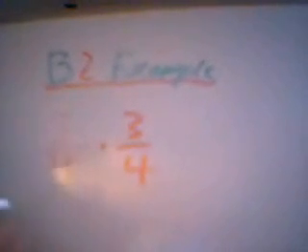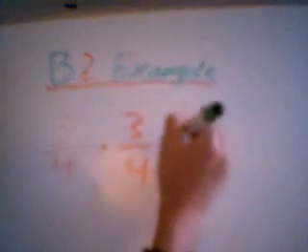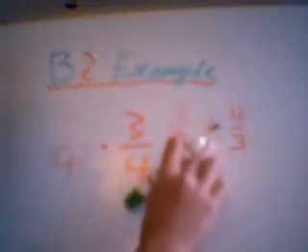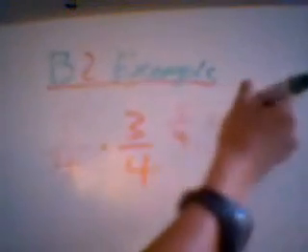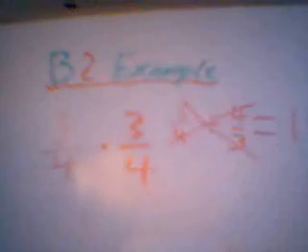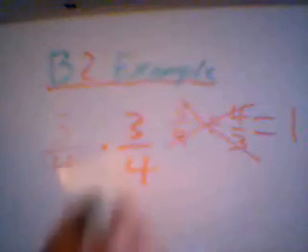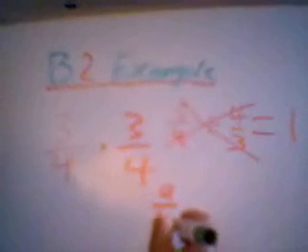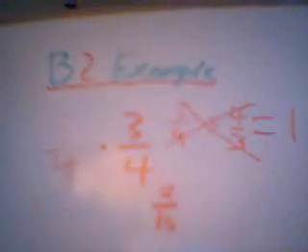You see, if you had gone with 3 over 4 divided by 4 over 3 and did not realize it was divided, you would have canceled them out to make 1. But the true and final answer would be 9 over 16. Yes, 9 over 16 is the answer.